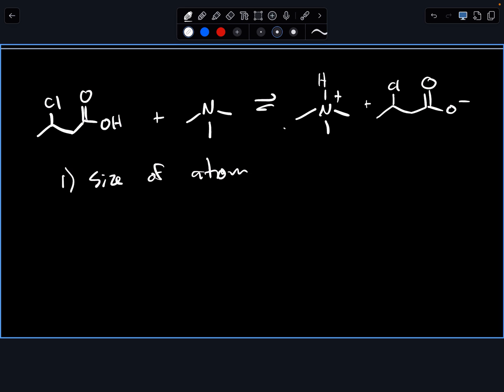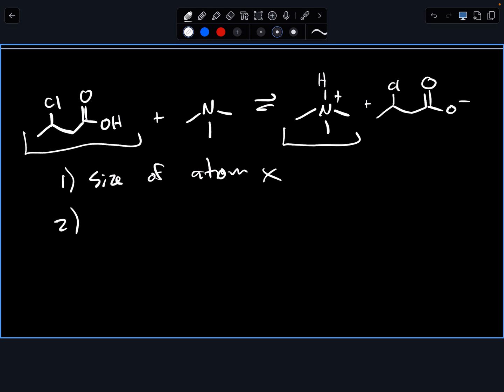And what we're comparing here is a hydrogen attached to an oxygen or a nitrogen. Oxygen and nitrogen are side by side on the periodic table. They're effectively the exact same size, right? So the size of the atom doesn't matter in this case. If you're comparing two atoms in the same row, the size is not different enough to make a difference.